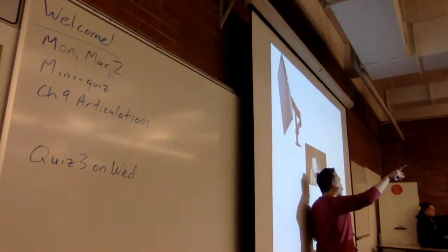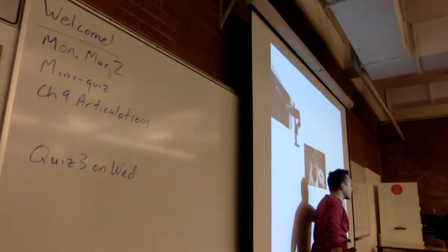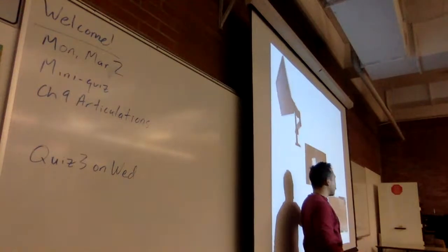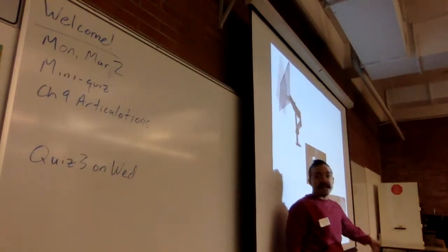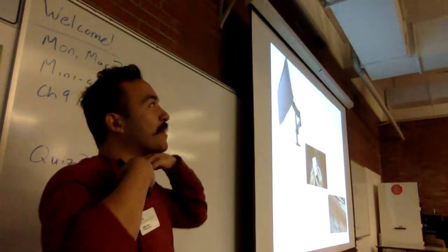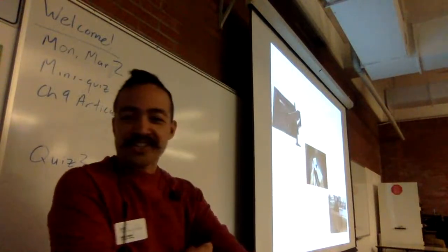And then some joints, like this wood joint here, are meant to fit in very, very securely. That would be a joint that doesn't move at all. That would be synarthrotic. Synarthrotic joint.